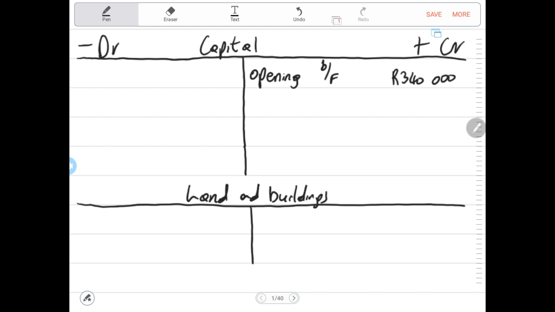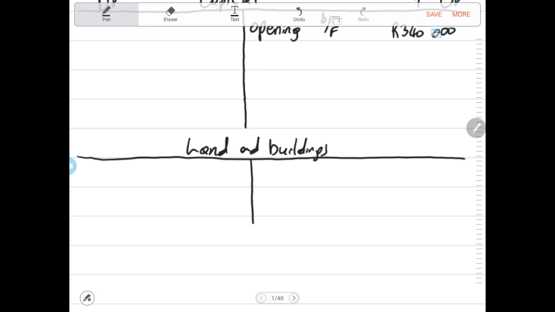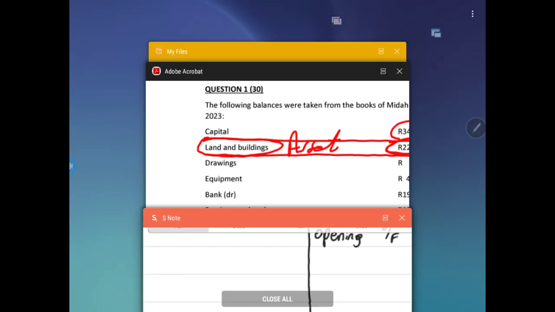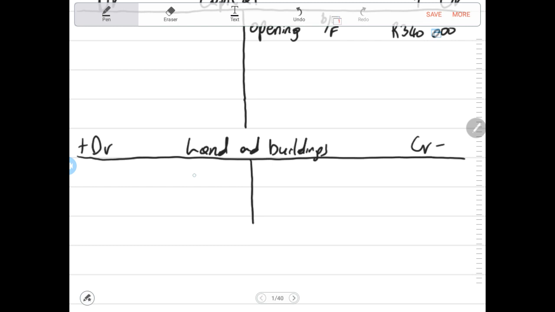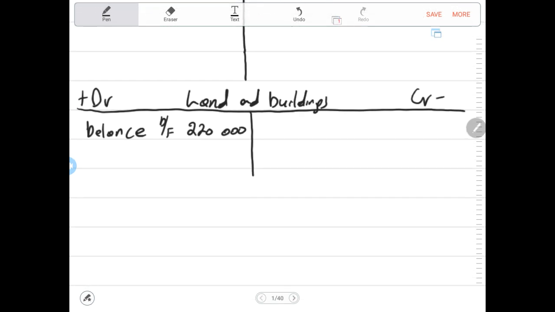It does not matter which word you use. Ledger account and T account is one and the same thing. Land and building is an asset. It increases on the debit side and it decreases on the credit side. As I mentioned, opening balances are recorded on the side the account is increasing. Land and building is increasing on the debit side. So we have 220,000 rands. This is our balance. You can say opening balance, or you can just say balance brought down or balance brought forward. So we have recorded the opening balance for land.